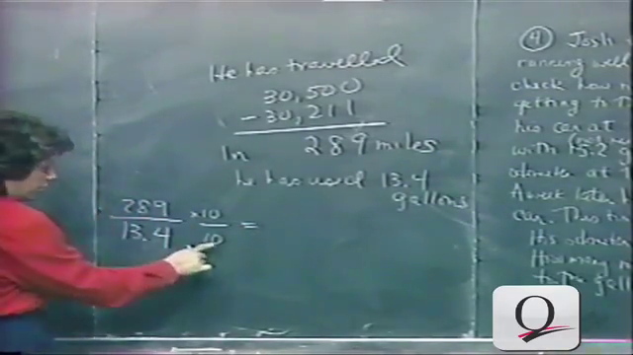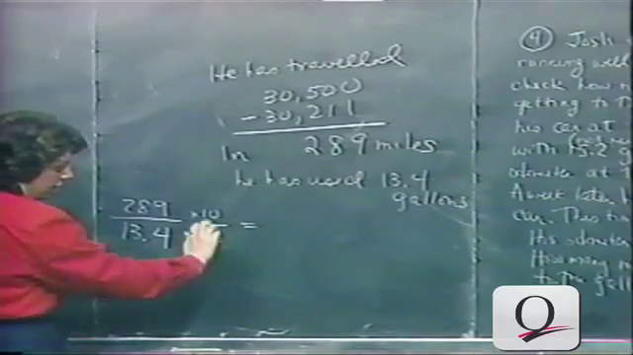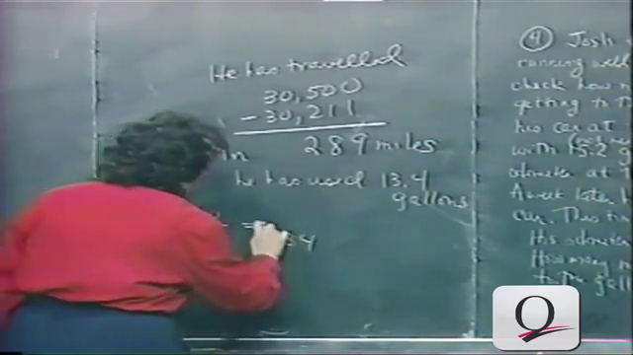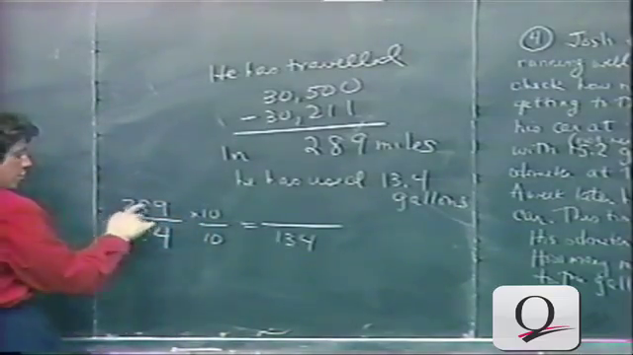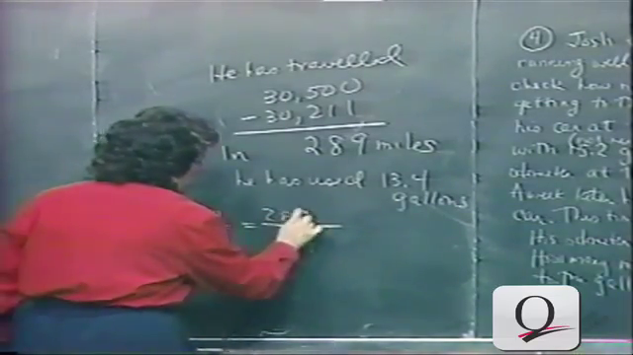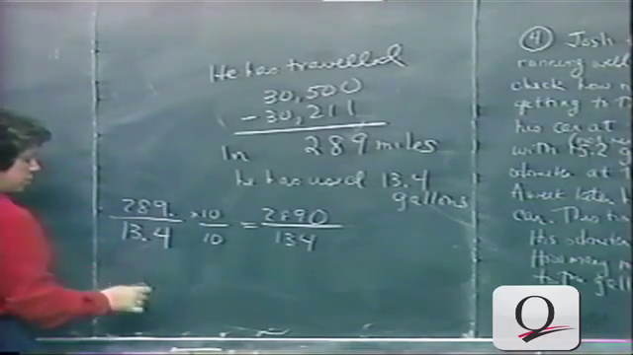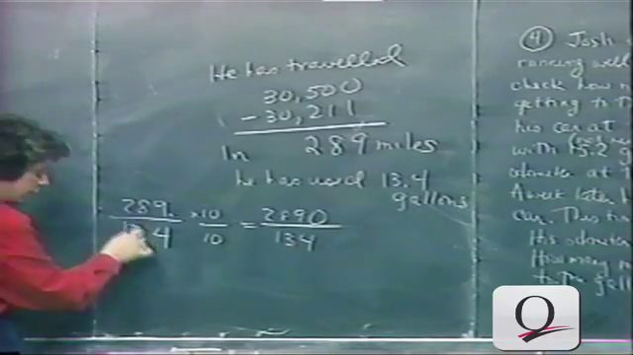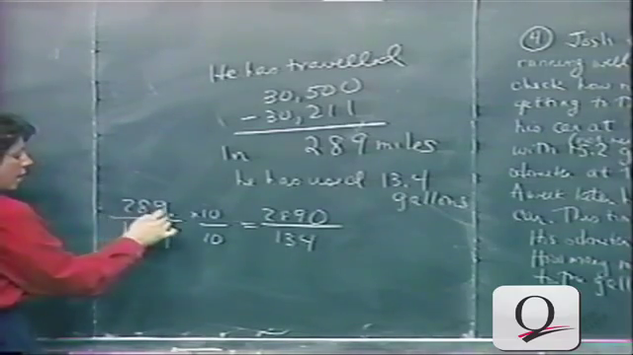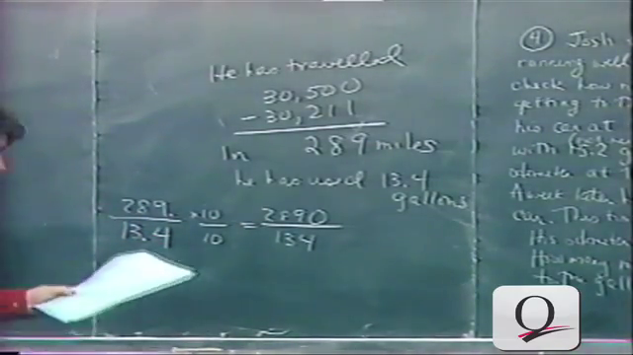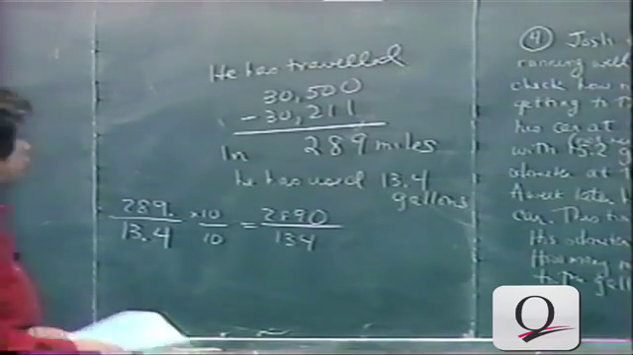So 13.4 times 10, we can multiply by 10 over 10 because that's like multiplying by 1. The denominator is now 134. The numerator is 2890. We shift the decimal point in the numerator and the denominator one place to the right. So 13.4 becomes 134, and this becomes 289 and a 0. So now what we really want to do is to figure out how many 134s are in 2890.